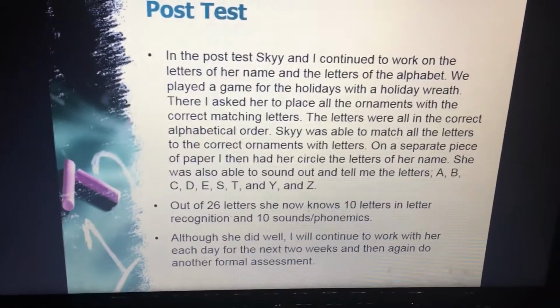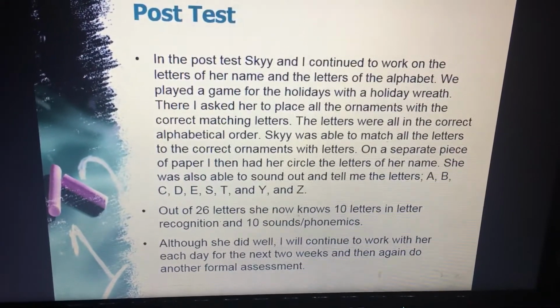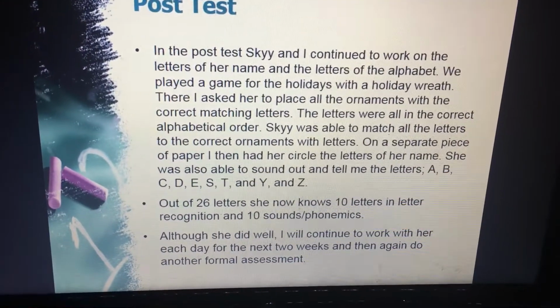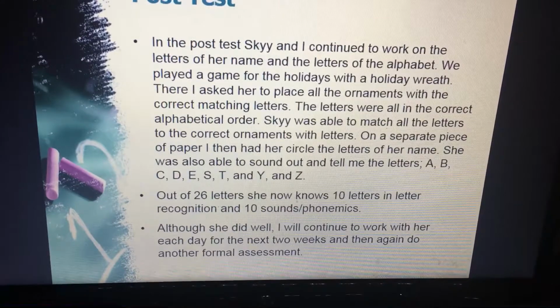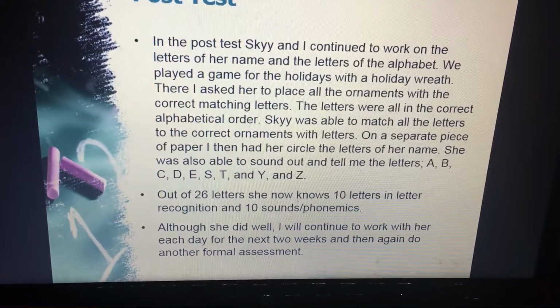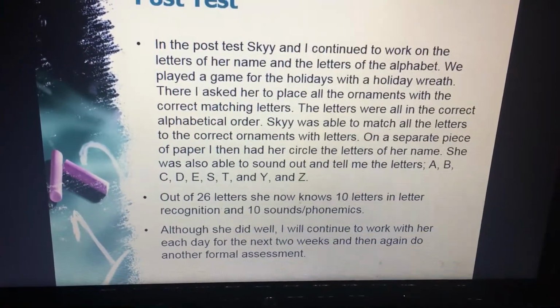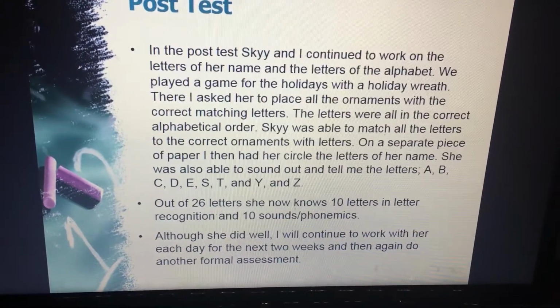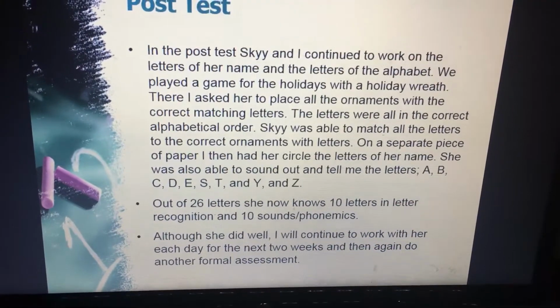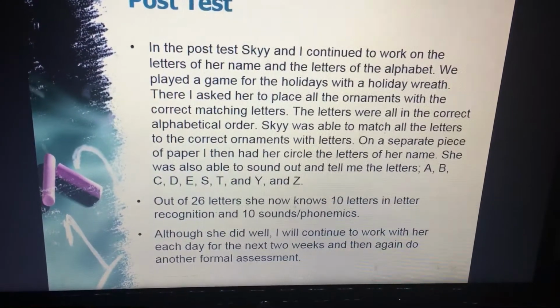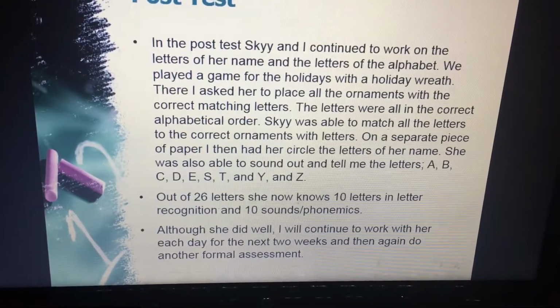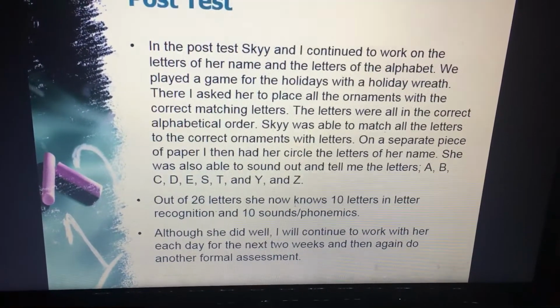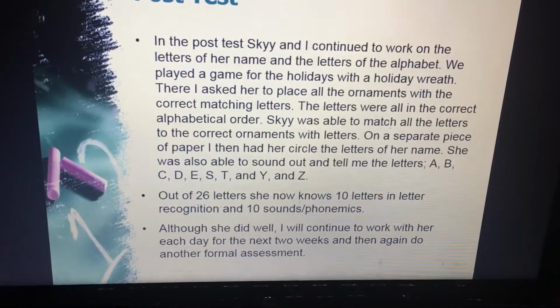In the post-test, Sky and I continued to work on the letters of her alphabet. We played a game for the holidays with the holiday wreath. There, I asked her to place all the ornaments with the correct matching letters. The letters were all in alphabetical order, as they are in the alphabet. Sky was able to match all the letters to the correct ornaments with each letter on the wreath.